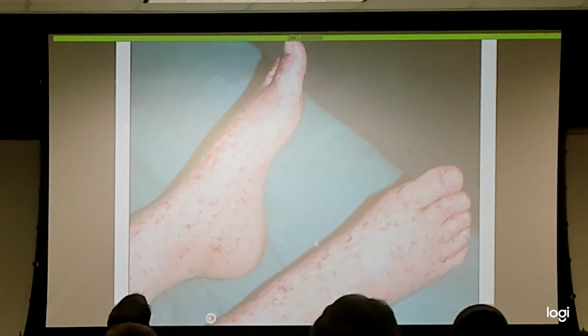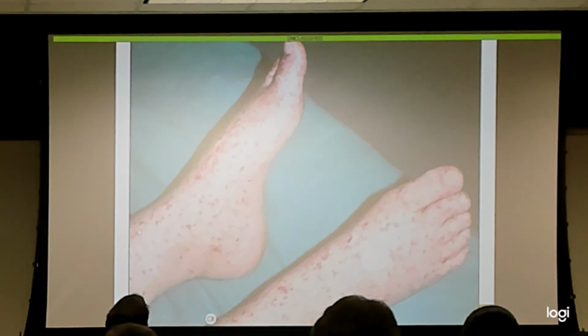So all these little spots, this is how it got its name, Rocky Mountain Spotted Fever. It started in the Rocky Mountain regions, and this is what people look like. So that's how it ended up getting named spotted fever.